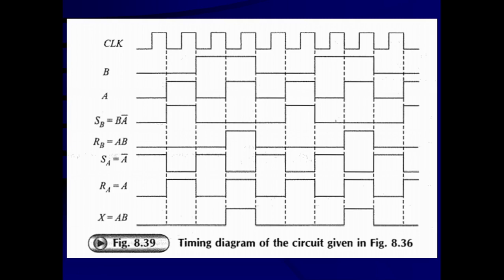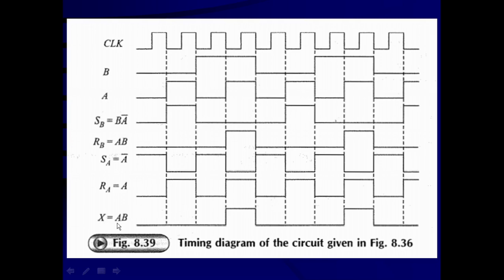Similarly, the waveform for the inputs of the flip-flop A, SA is A bar and RA is A, can be drawn. Whatever the A waveform is, A bar is the complement of that waveform, also called the mirror image of the A waveform. So SA: when A is low, A bar is high, and when A is high, A bar is low. That way the mirror image can be drawn here, and that is SA. RA is equal to the A waveform only, so the same waveform can be redrawn over here.